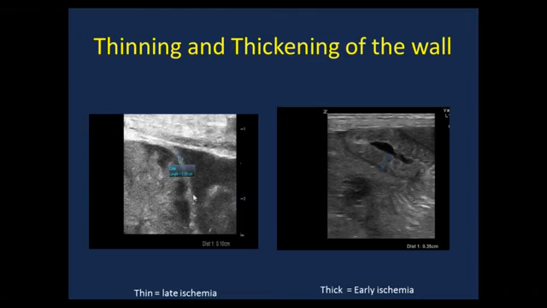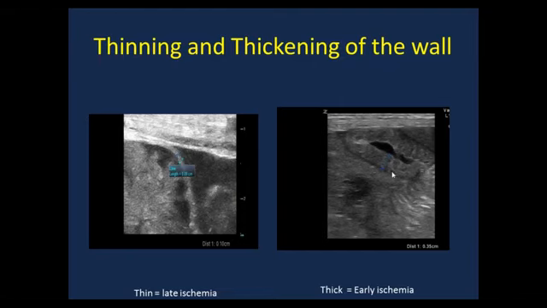The image on the left hand side shows the colonic wall, which is very thin and is measured as 0.09 centimeters. So the normal thickness of the bowel is between 0.11 to 0.26 centimeters. So that's lower than the normal average. And there is actually fluid outside the colon, which is another sign of late ischemia.